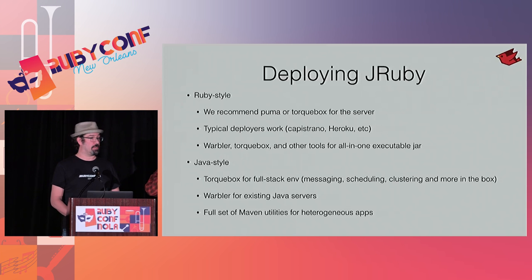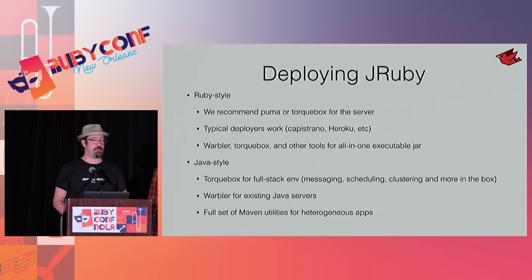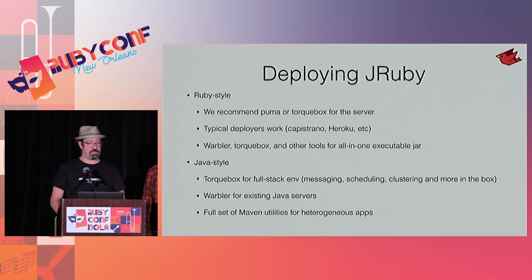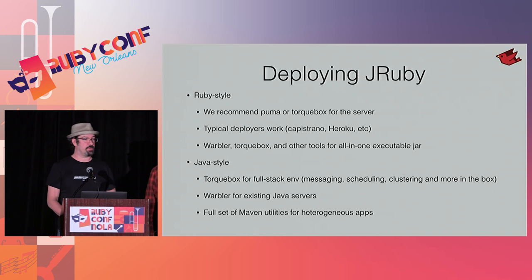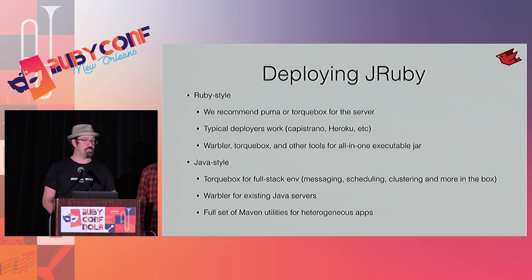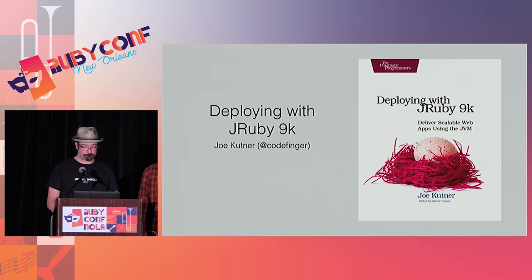You can use Warbler to create a WAR file, a web application archive that you deploy on any Java server. But again, we're Rubyists here. We typically would just recommend doing the Ruby style. Just do what you do today as far as deploying applications.